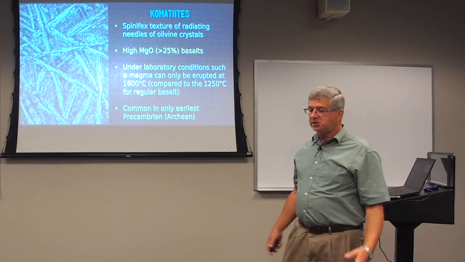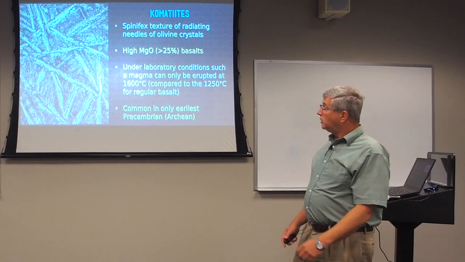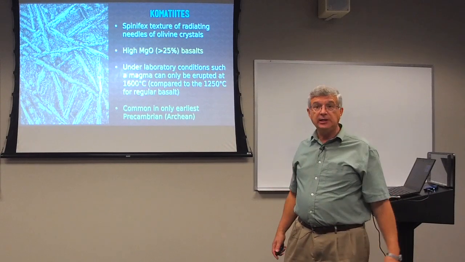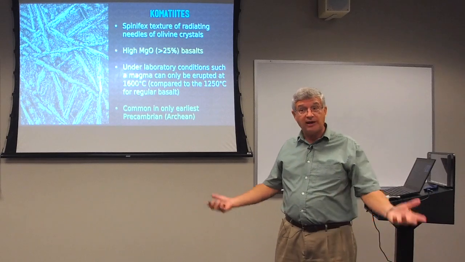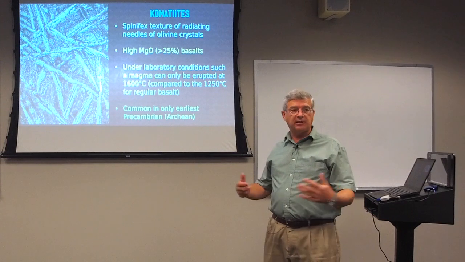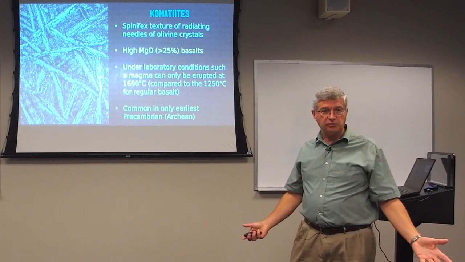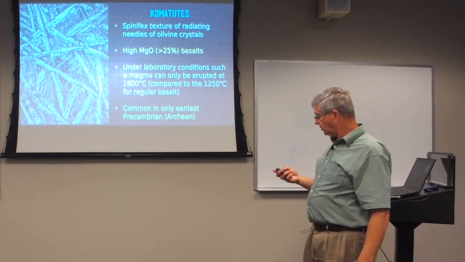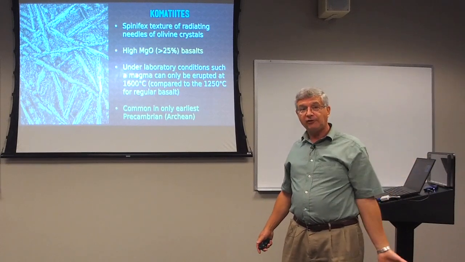Under laboratory conditions, the magma to produce these rocks would require them to erupt as lavas at 1600 degrees C compared to 1250 degrees for a regular basalt. So much higher temperature under laboratory conditions. I'm not saying they erupted under those temperatures. All I'm saying is that under natural processes, that's what would be required. And they're common in the early Precambrian, and they don't occur very much at all when we get to the flood.